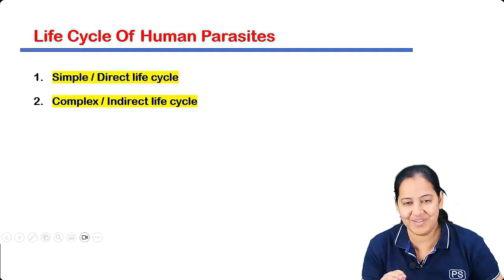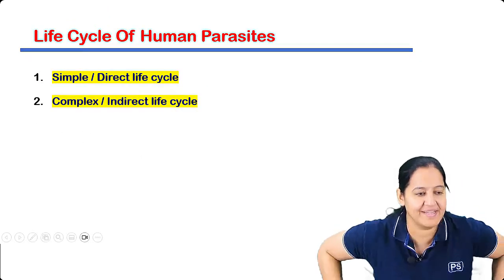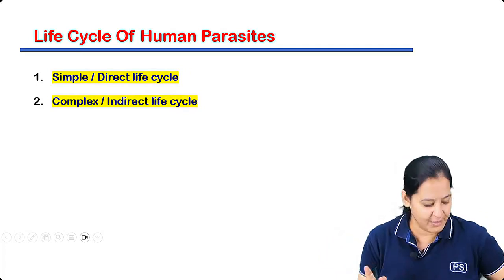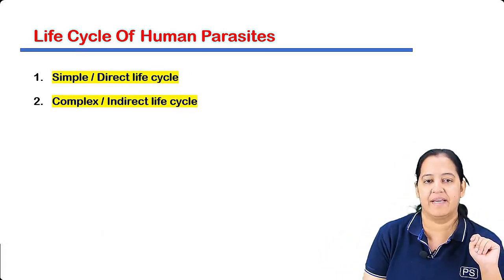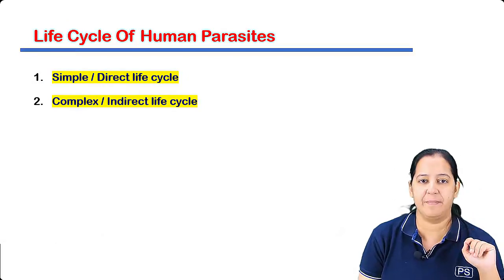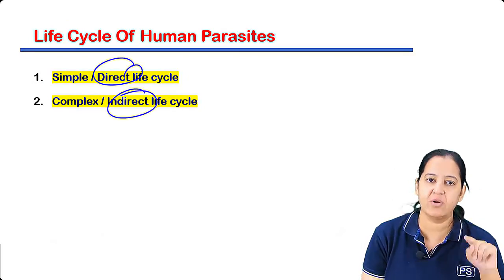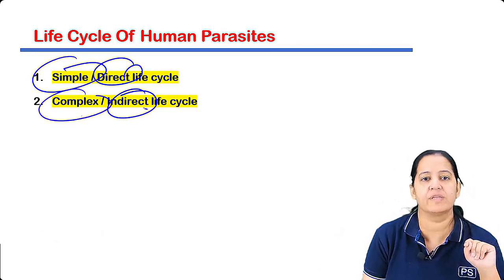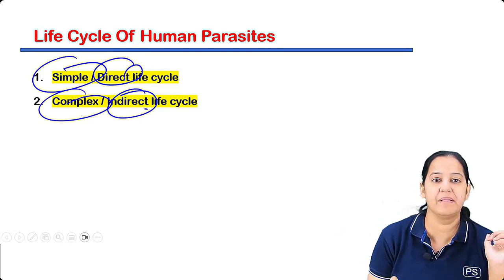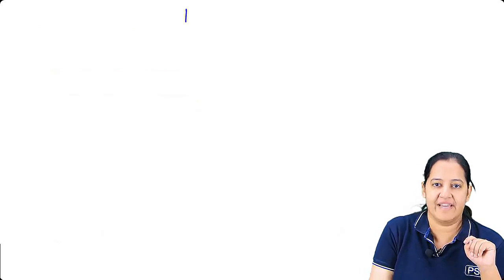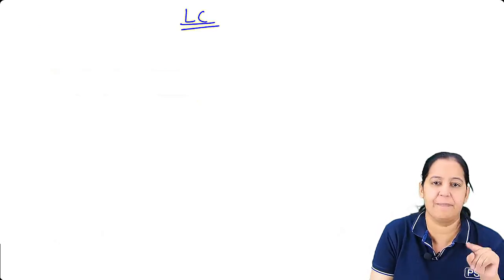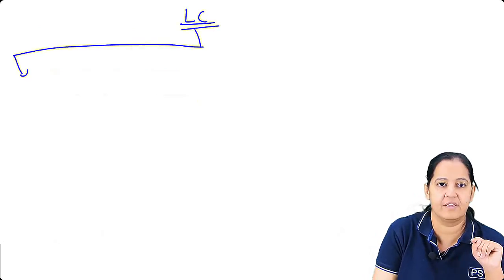Take care, chalo. The next thing, before starting the parasites, let me tell you one more thing. What is that? The life cycle of the parasites. So there are two types of life cycle in the parasites, direct and indirect. The direct is also known as simple, indirect also known as complex. What do you mean by direct or simple, indirect or complex? Okay, listen. There are two types of life cycle. After talking about the life cycle, we will start the parasites. One by one, we will start as usual.